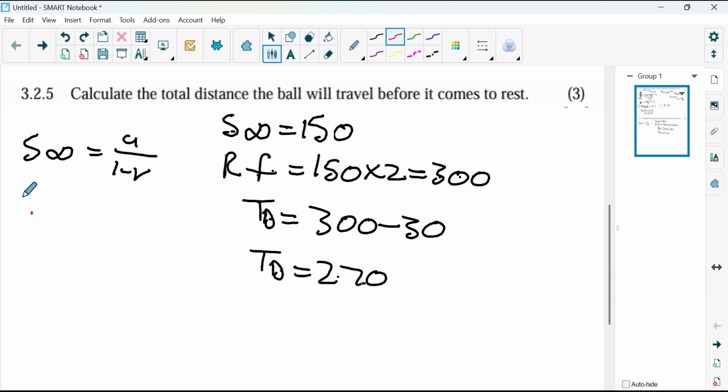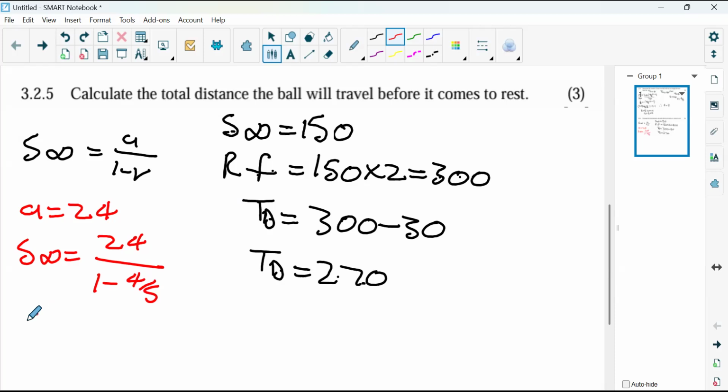So if we make our A equal to 24, because this is after the first bounce, our A is equal to 24. In this one, the sum to infinity is going to be given by 24 all over 1 minus 4 all over 5.